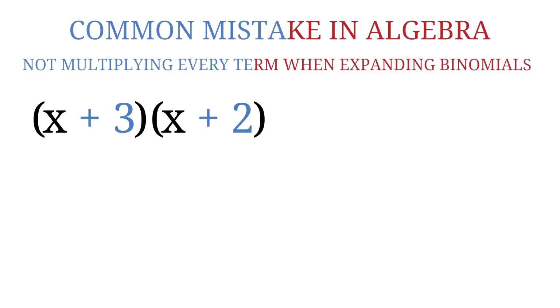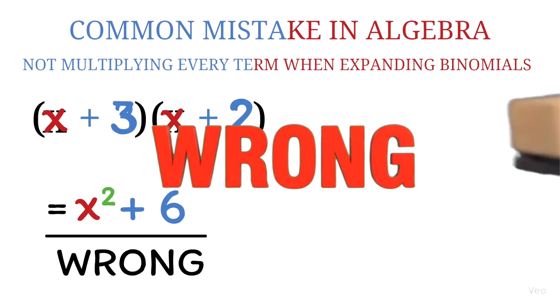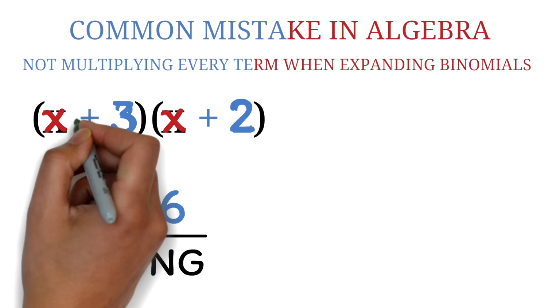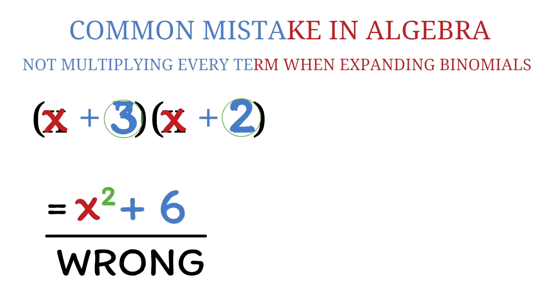What some students do here is to multiply the x terms, x times x, to give us x squared, and then multiply the constant terms, 3 times 2, to give us 6. This method gives us the answer, x squared plus 6. But this answer is incorrect. Students make this mistake because they think that multiplying binomials is the same as multiplying a single term. As a result, they only focus on the first and last terms, assuming that's enough, and forget the cross products in the middle. But this way of thinking is wrong.